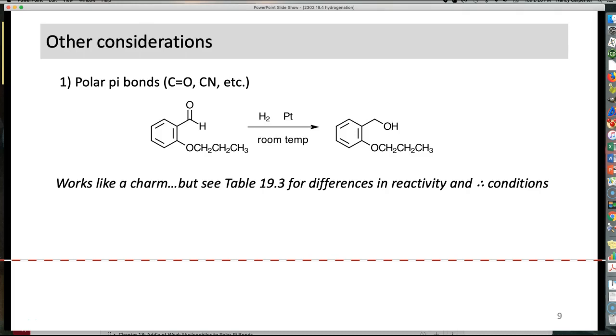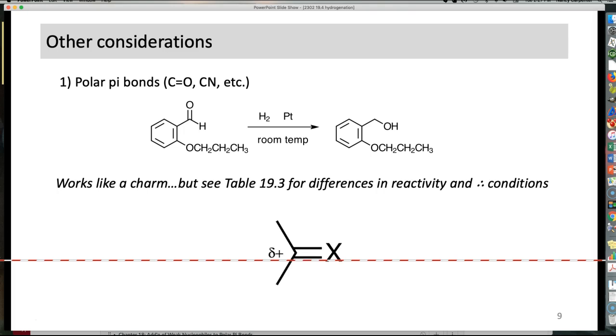Now what about other multiple bonds like C double bond O or carbon-nitrogen triple bonds? Can they be reduced this way? And yes, they absolutely can. It's a nice reaction, but it all depends on the reactivity of the functional group. Some of these functional groups are relatively slow to react, which is good because then you can control the outcome of your reaction. So you should refer to table 19.3 to see what you can vary if you want to reduce, say, an alkene and not an amide.